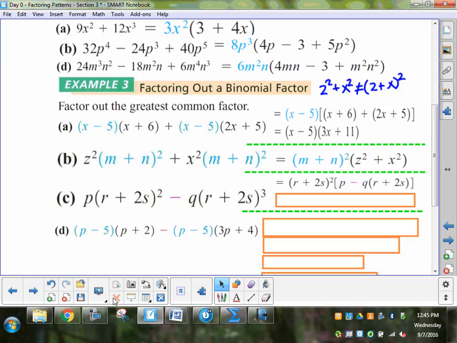What would you have as your final? We got one person. What would I now be left with? We got 1. Distribute out. I don't think that there's any like terms even to put together. 2 of us. P minus Q, R plus 2S cubed.